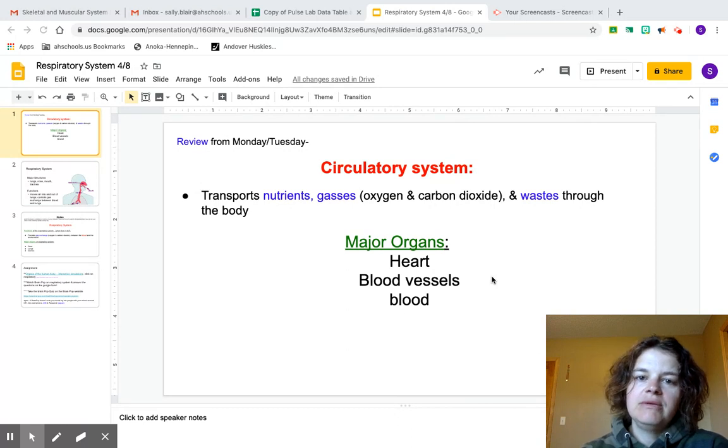Hope you enjoyed our beautiful 70-degree day yesterday, or close to 70 degrees. I was outside most of the night with my family, so that was wonderful.